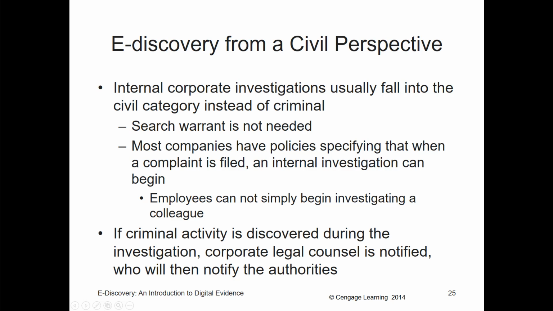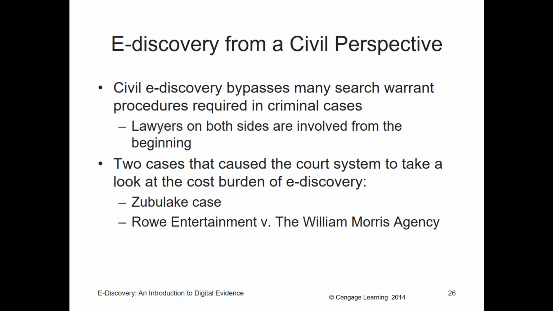Alright, moving on. E-discovery from a civil perspective. Civil e-discovery bypasses many search warrant procedures required in a criminal case. Lawyers on both sides are involved from the beginning. Two cases caused the court system to take a look at the burden of e-discovery: the Zubulake case and Rowe Entertainment versus the William Morris Agency. They are two of the cases that looked at the cost of e-discovery.